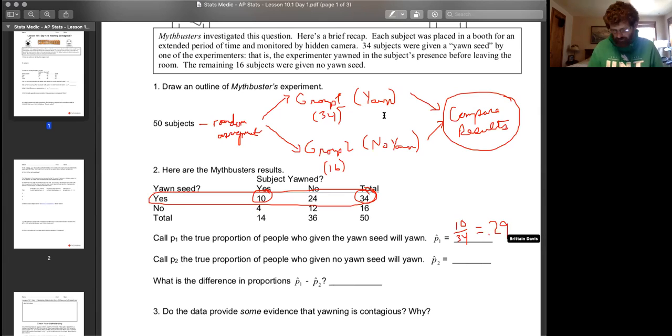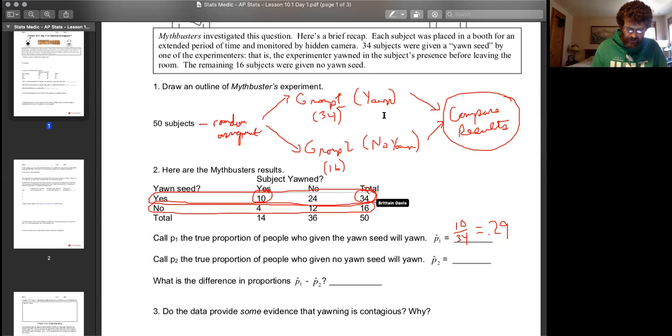because that's what the Mythbusters did. Okay, now we want to see the proportion of people who, given no yawn seed, will yawn. So now this is kind of the control, if you will. So now we had 4 out of 16, which is 0.25. And now we want to do the difference in proportions.